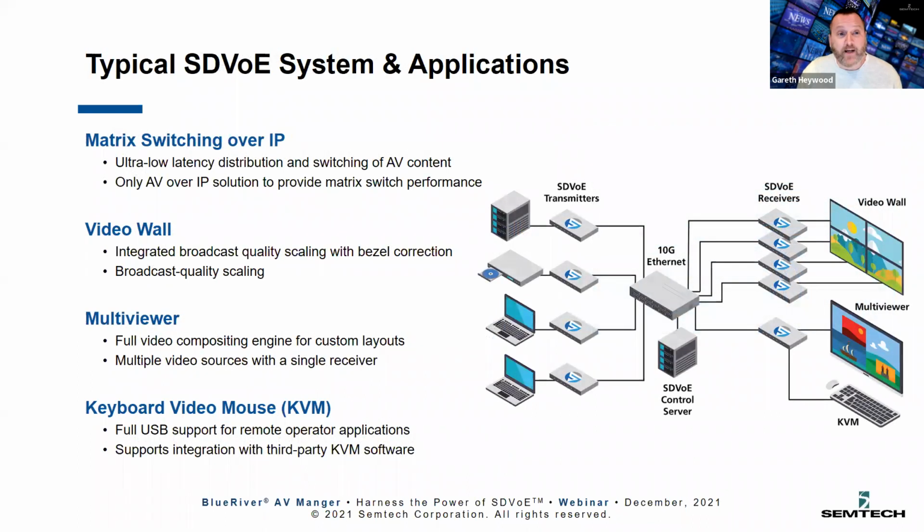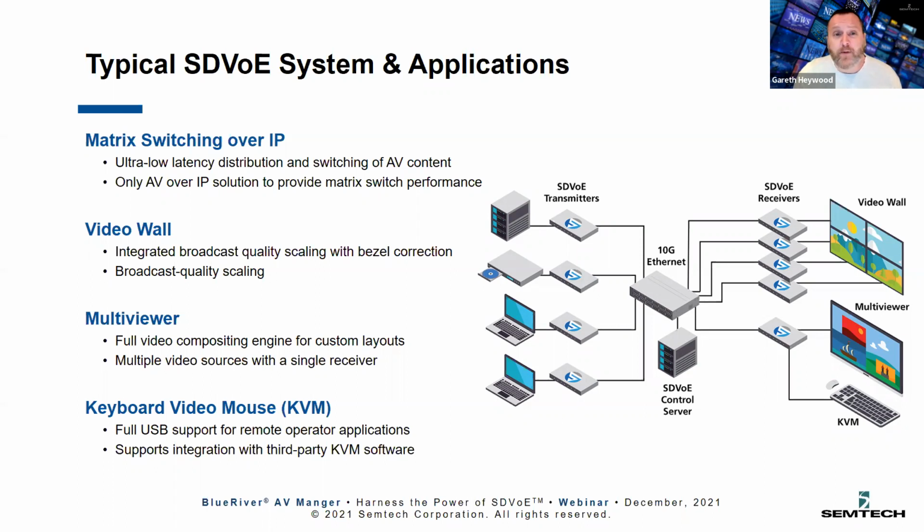All right, let's take a look at a typical SDVOE system and the applications that can be enabled through software. So this diagram on the right here shows a system with SDVOE transmitters on the left, connected to AV sources. And then there's SDVOE receivers on the right, connected to various different display technologies. And at the center of this system is a standard 10 gigabit Ethernet switch. At the most basic level, the system provides switching and distribution of AV content via this Ethernet network to provide the same functionality you'd expect from a legacy matrix switch-based system.